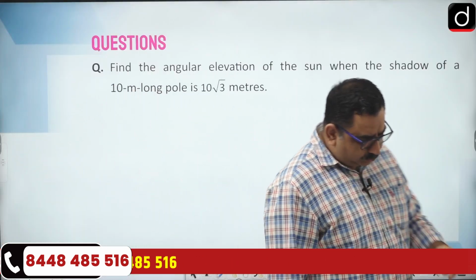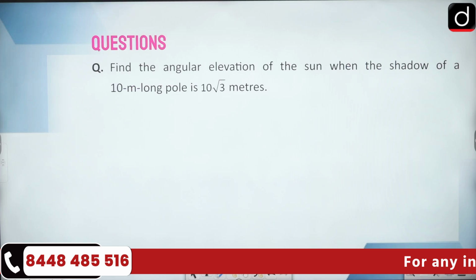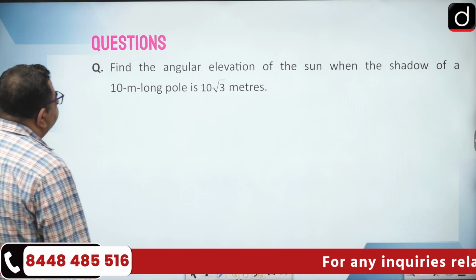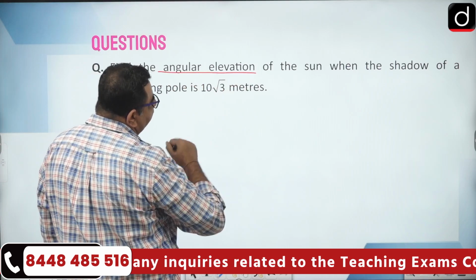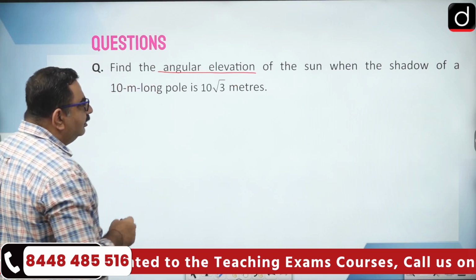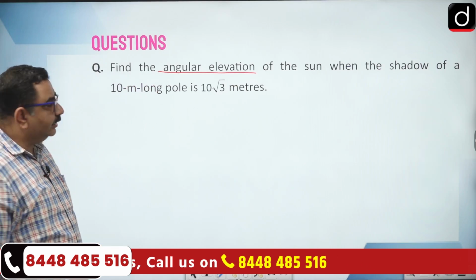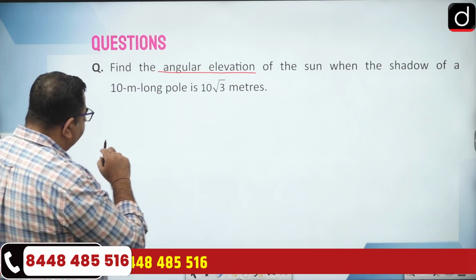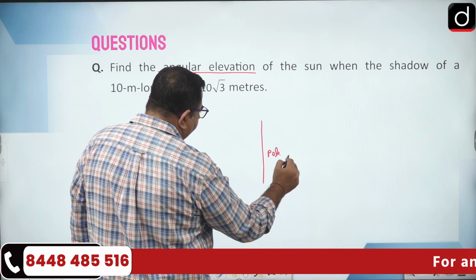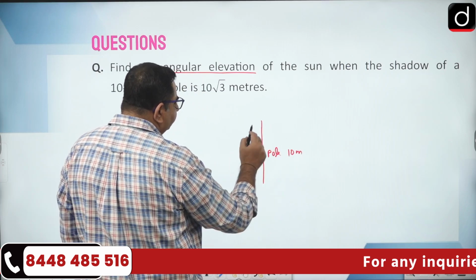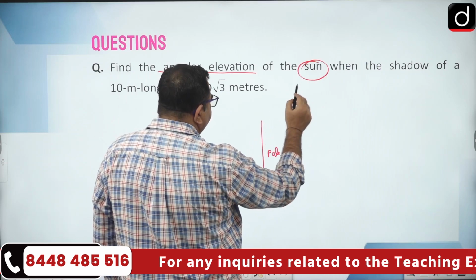Okay, now this is the very first question. Find the angular elevation, angular means find the angle, the angle of elevation of the sun when the shadow of a 10-meter long pole is 10 root 3. So if I want to draw the diagram, this is the pole, 10 meters is the height of the pole, and the shadow of the pole is 10 root 3. So suppose the sun is here.